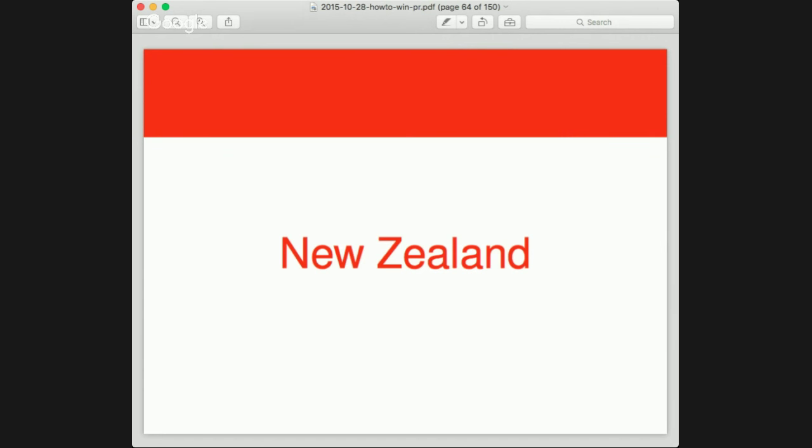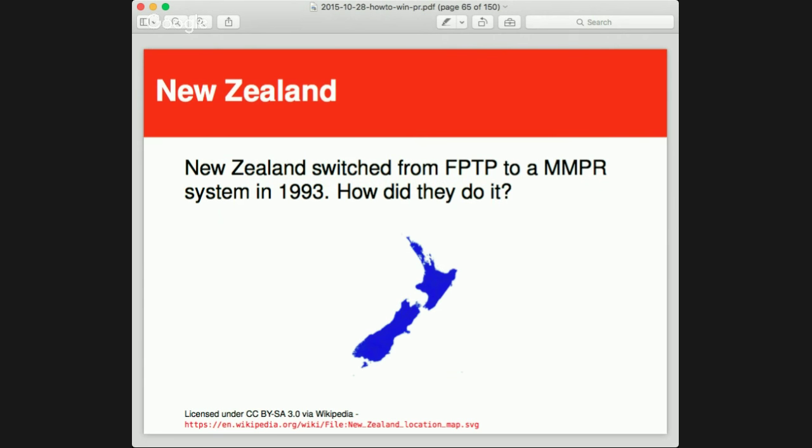So I think I'm going to try and go through New Zealand at a reasonable clip, but this is by far the example that everybody knows the most about, and so there's lots of details here. I'm going to skim over some of those details. So here's New Zealand. New Zealand switched from first past the post to mixed member proportional in 1993.